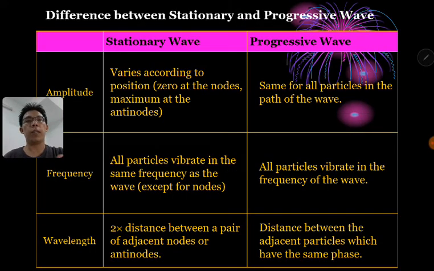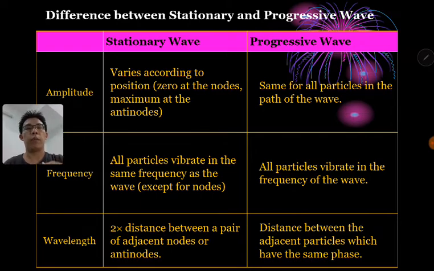So we move on to see some differences between the stationary wave and the progressive wave. In the earlier topic we talked about the progressive wave. Now we talk about the stationary wave, and let's put in some quantities and their properties to compare. All right, so first one, amplitude. For a stationary wave, it varies according to the position, 0 at the nodes and maximum at the antinodes.